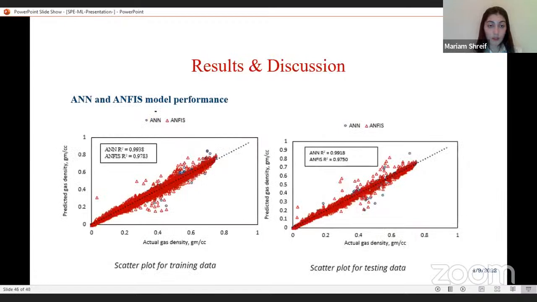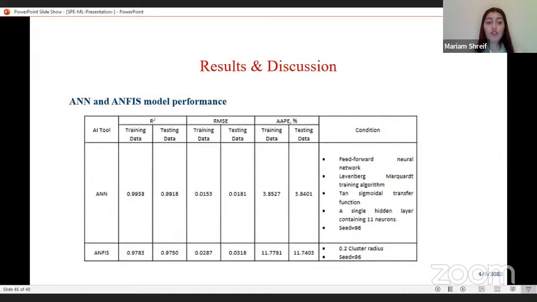From the scatter plot, we can notice that the coefficient of determination of the ANN training data was 0.993, also higher than that of the ANFIS training data, which was 0.978. So, since the R squared was higher for the ANN and the root mean squared error and the average absolute percentage error were lower for the ANN model, this means that the ANN model performed better than the ANFIS model for predicting the natural gas density.